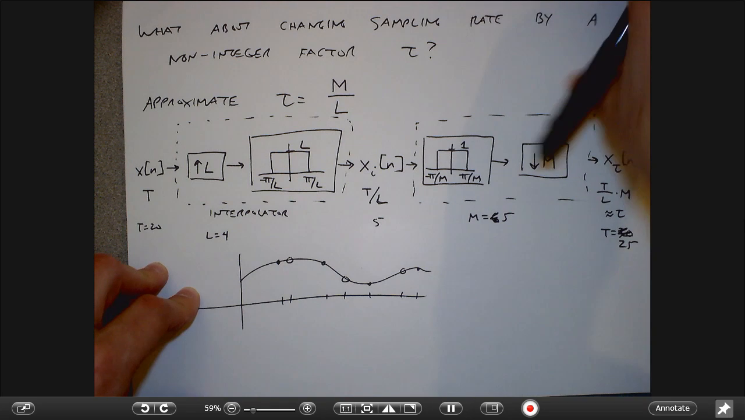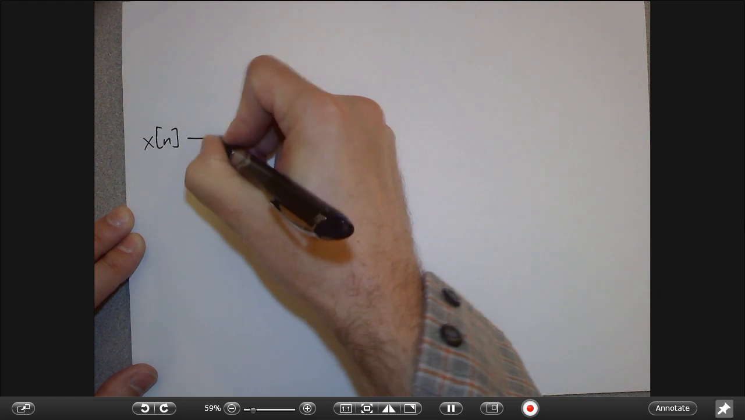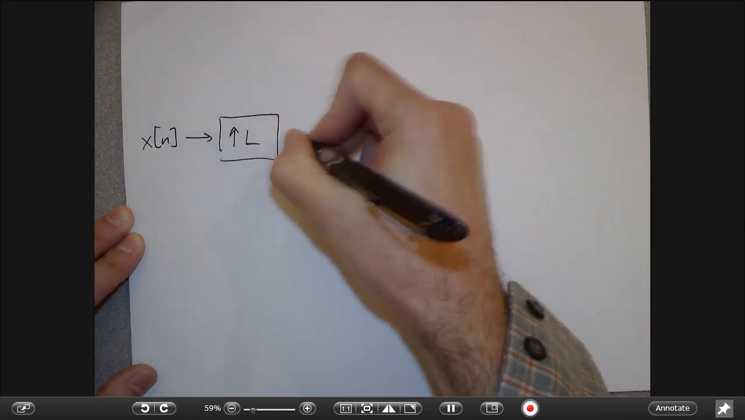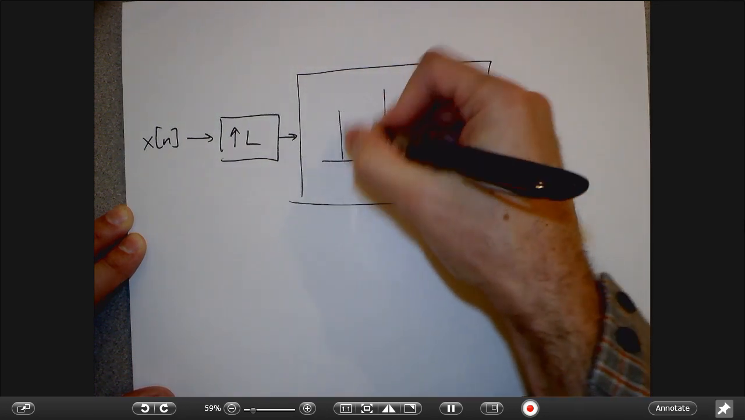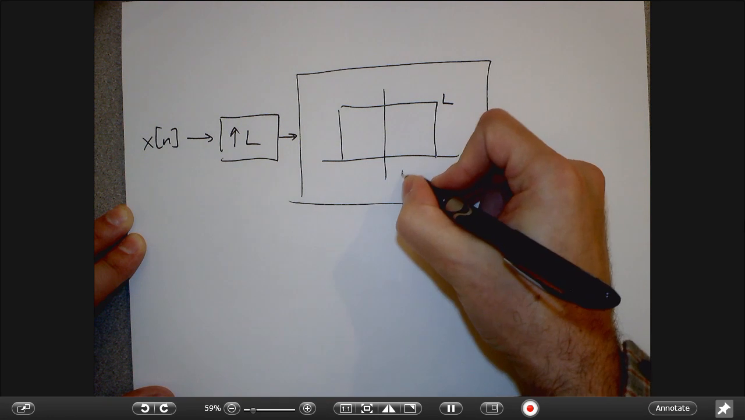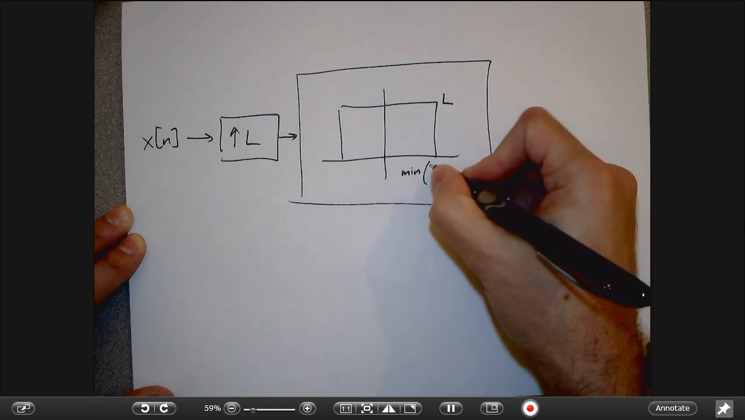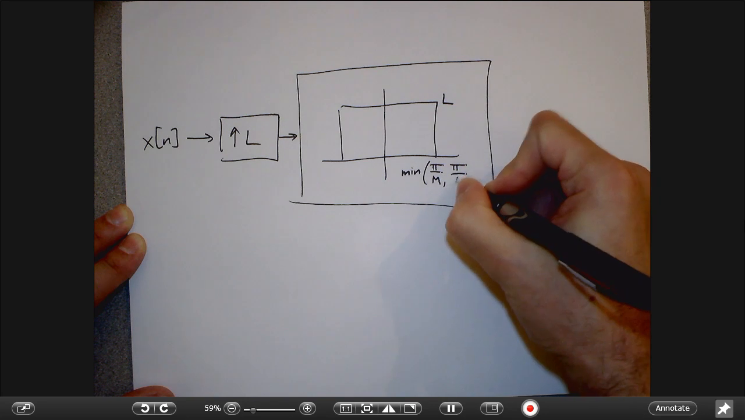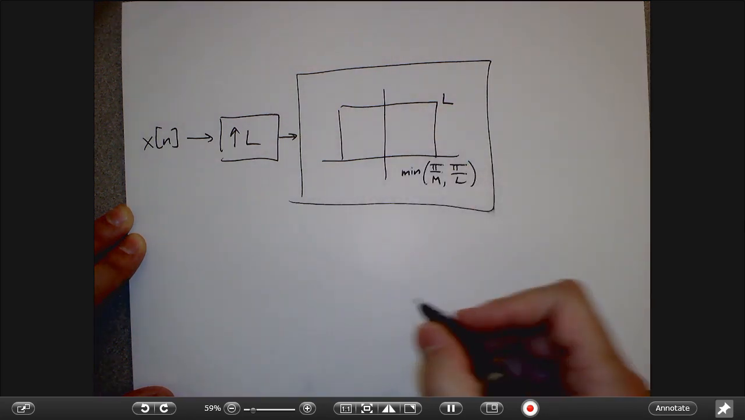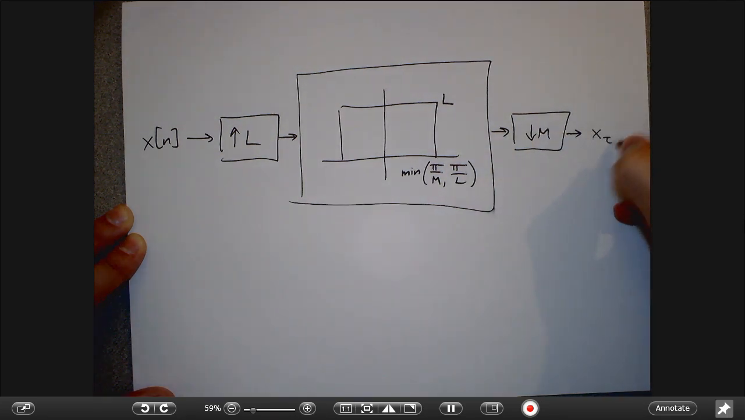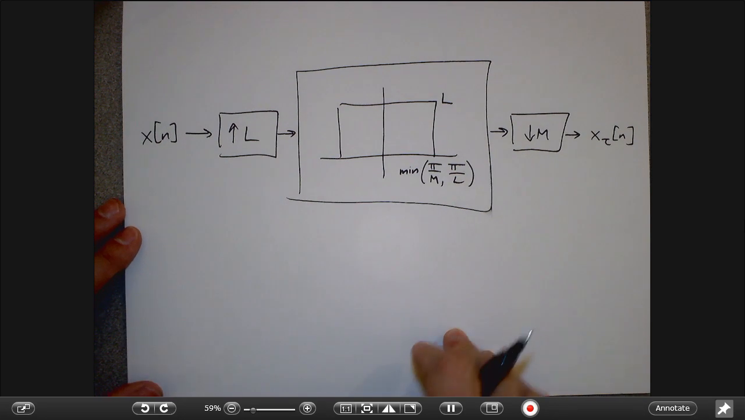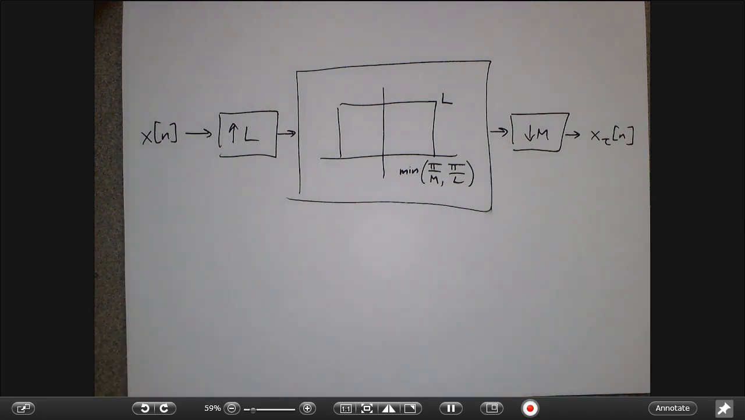So what I could do is I could say, I'm going to take my original signal, pass it through the expander, then pass it through a low-pass filter that has height L, and this bandwidth is basically the minimum of pi over M or pi over L, right? And then I put this through here. Right? So in this way, only one low-pass filter is required in the middle. Okay.